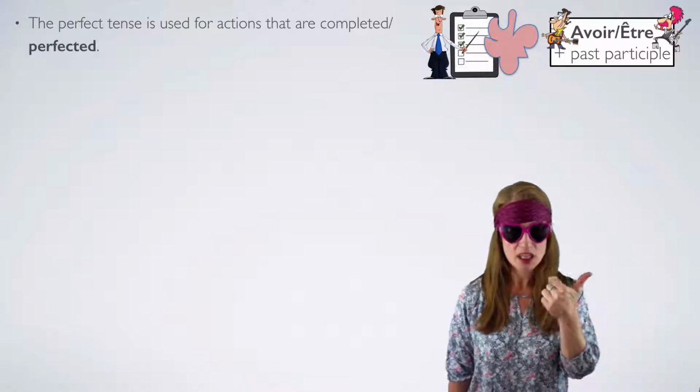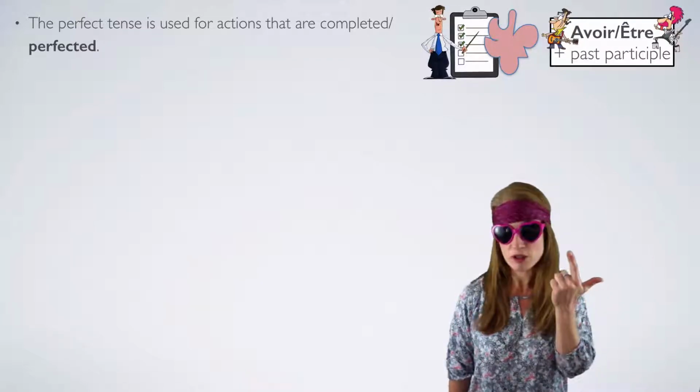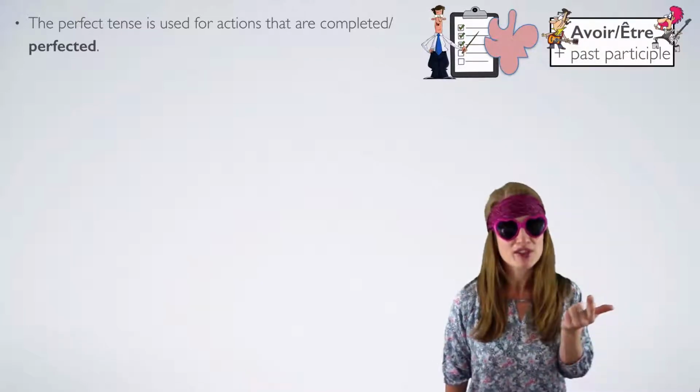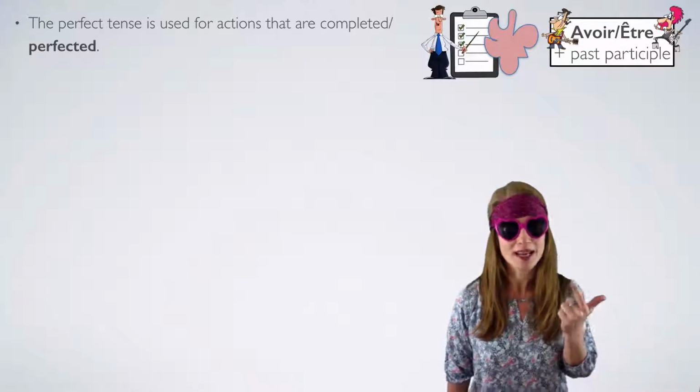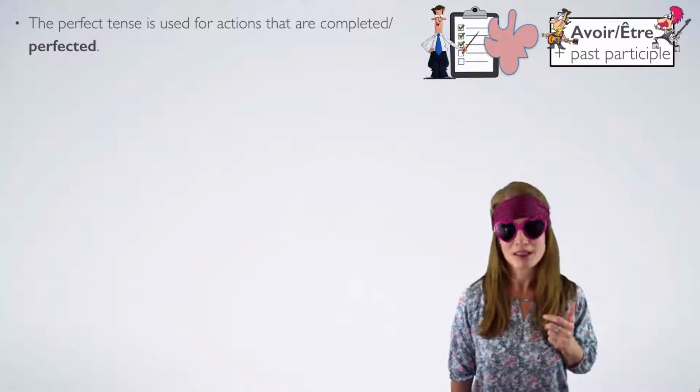We need the subject, the auxiliary verb, which will be most of the time avoir, but for the VIP verbs and the pronominal verbs, the auxiliary verb will be être, plus your past participle.